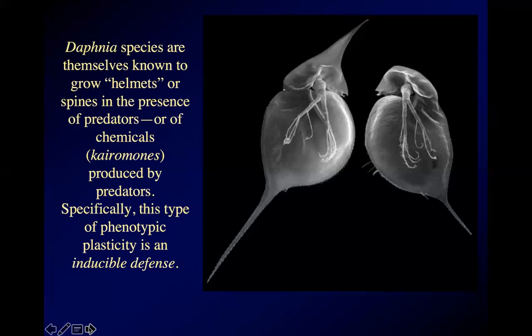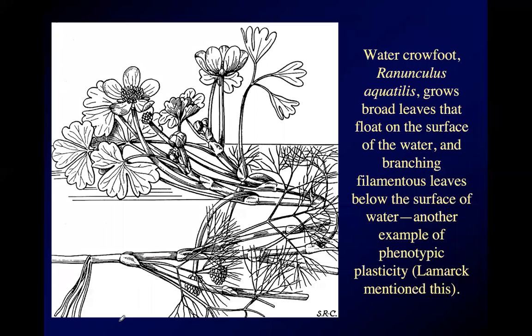So that's a case of phenotypic plasticity. The genes don't specify one phenotype. The genes specify possibilities, and then signals from the environment determine which possibility actually shows up. This is a neat example.